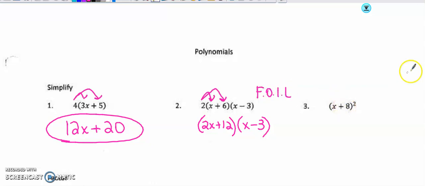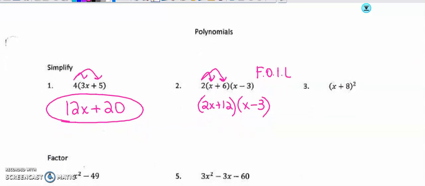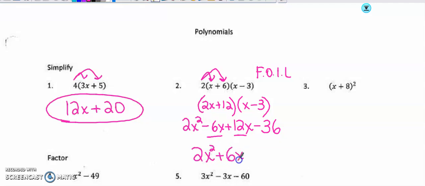So when you do FOIL, you're going to get 2x squared. Remember, because x times x is x squared. On the outside, negative 6x. On the inside, positive 12x. And your last term is negative 36. You cannot stop there, though, because you have 2 like terms in the middle. So your final answer is 2x squared plus 6x minus 36.